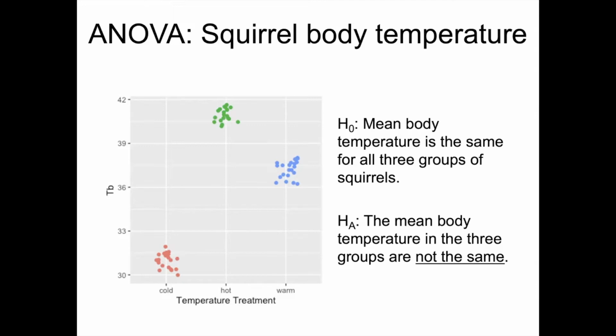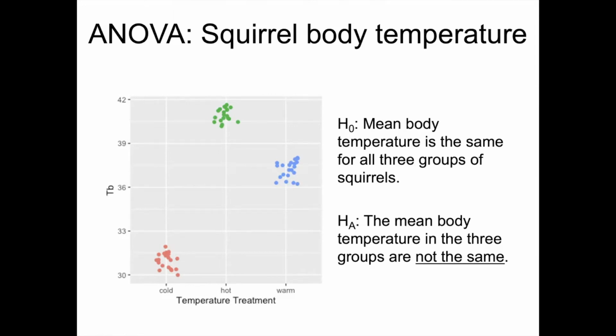squirrels exposed to cold temperatures, hot temperatures, and warm temperatures. And you can see that each dot in each of these three samples represents a body temperature along the y-axis. And all I've done is to simply jiggle the dots a little bit along the x-axis so that you can see them a little bit better. But the red ones experience cold temperatures, the green ones experienced hot temperatures, and the blue ones experienced warm temperatures.